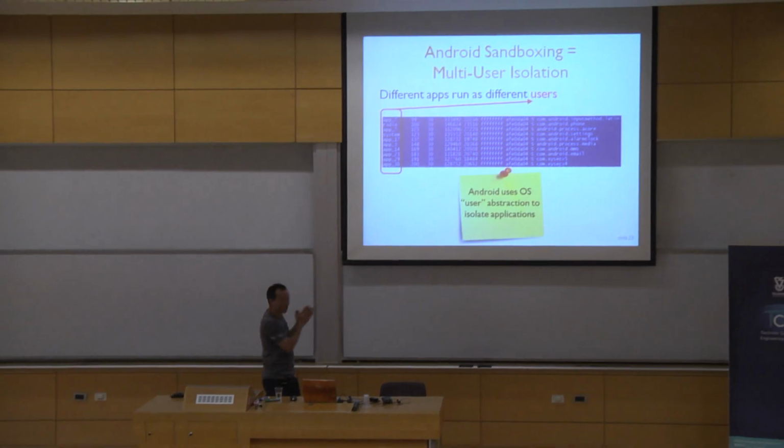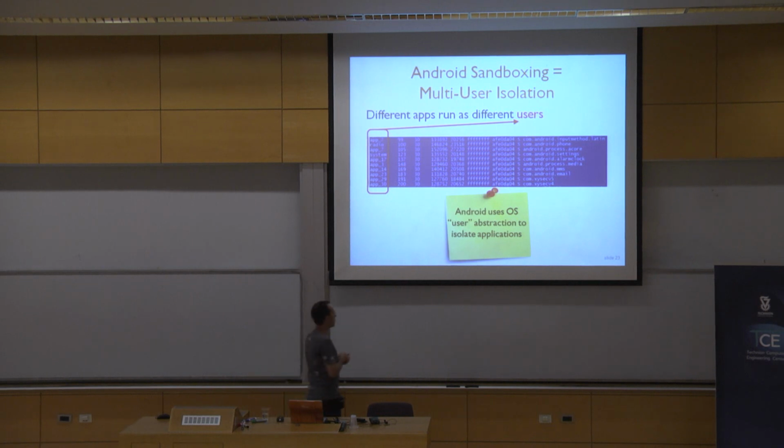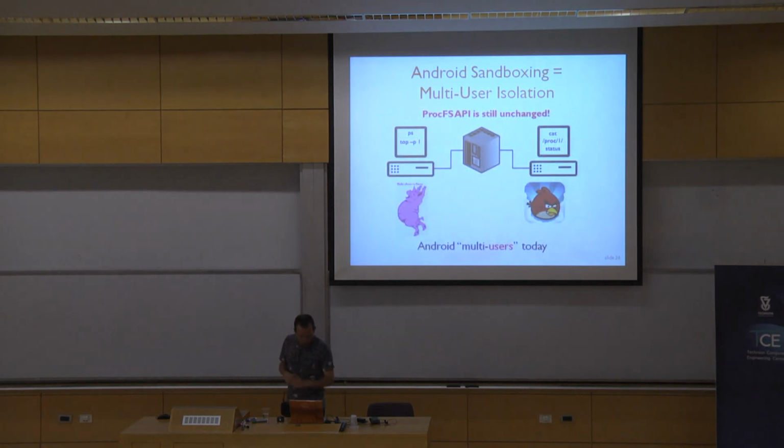But it's important that sandboxing in Android is based on this standard multi-user Unix isolation. Different apps run as different users. So it's yet another example of using this user abstraction to isolate applications. Okay. So far, so good.